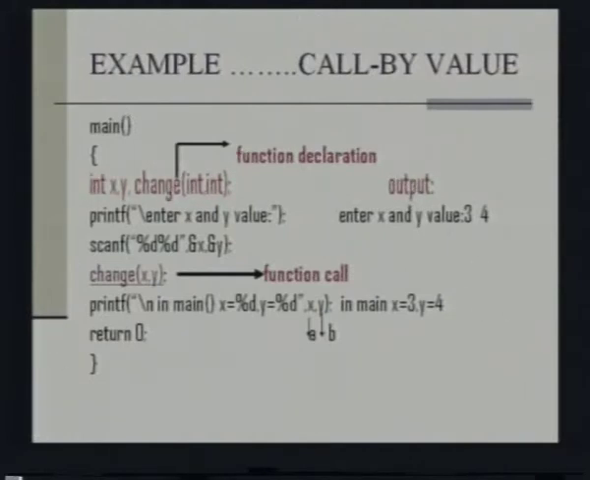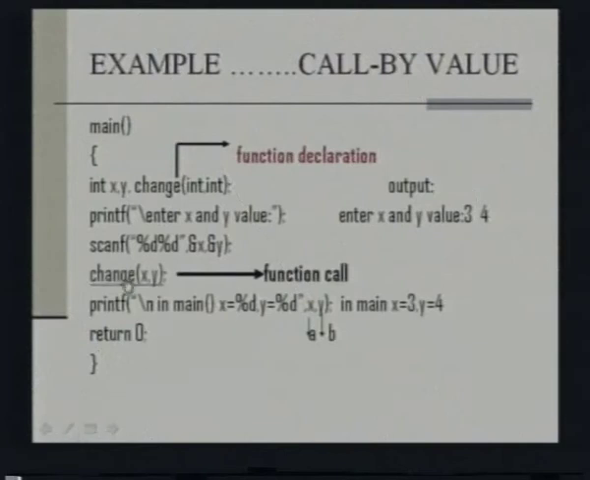I am having two integer variables and I am printing enter x and y value. I am scanning the values 3 and 4 for x and y. So now x holds 3 and y holds 4. Next I am calling this change function. So that is the function call.